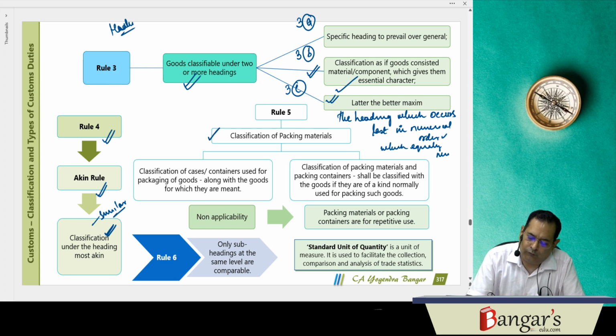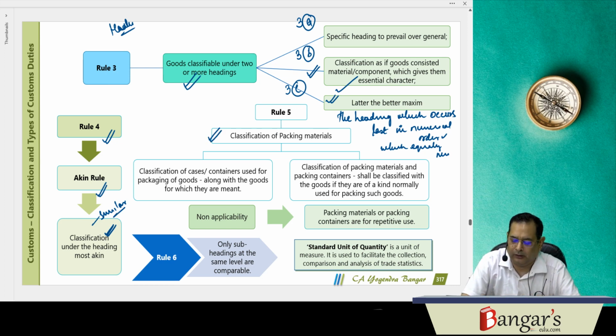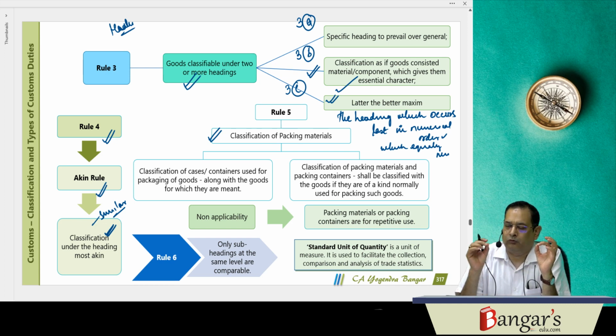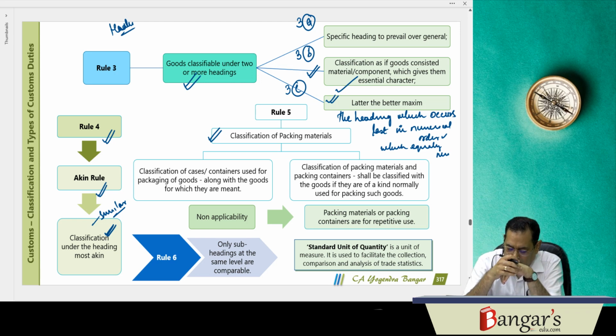Then rule 5 deals with the classification of packing materials. Fundamentally, it covers classification of cases or containers used for packing of the goods. Say, for example, we have to classify the camera case, musical instrument case, gun case, drawing instrument case, and similar cases and containers, specially shaped to fit or fitted to contain a specific article or set of articles, suitable for long-term or repetitive use.